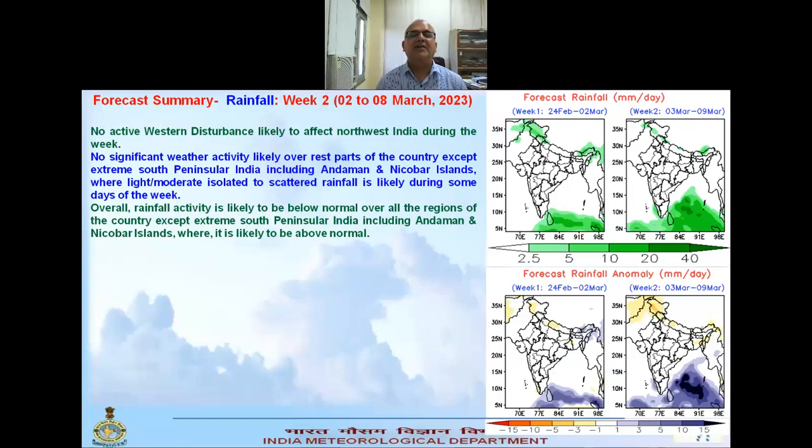If you talk about week two, we are not expecting any significant WD to affect the Western Himalaya region during week two, except that due to some easterly wave, we are expecting some rainfall activity, isolated to scattered, over the extreme South Peninsula, starting from Andaman Nicobar, Kerala, and Tamil Nadu. Overall, if you see the rainfall scenario for week two, we are expecting below normal rainfall activity over most parts of the country, except extreme peninsular India and the Andaman Nicobar Islands.